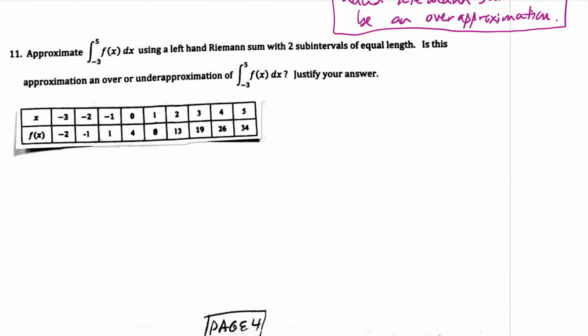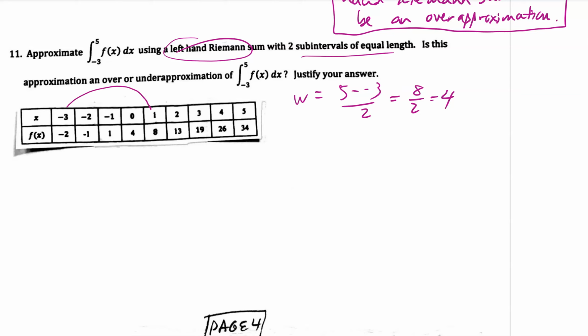Maybe you want to pause it, try it out yourselves. All right, hopefully you got it. Let me go ahead and do it for you now, see if we agree. Left hand Riemann sum with two subintervals of equal length. Let's go find the width first. 5 minus -3 all over 2. That's going to be 8 over 2, which is 4. That's our width. So we're going to go from -3, and you add 4 to that, and you'll land on a 1. Then you have one more subinterval, add 4 to the number 1, you're going to end on 5. And that makes sense. You started at -3, stopped halfway through, and you ended up at 5.